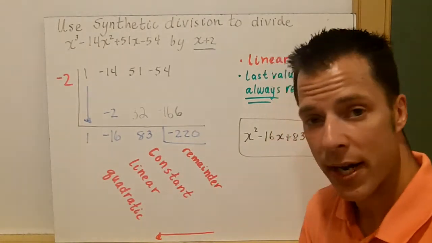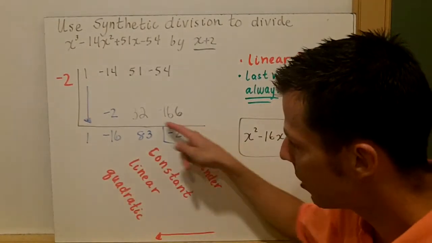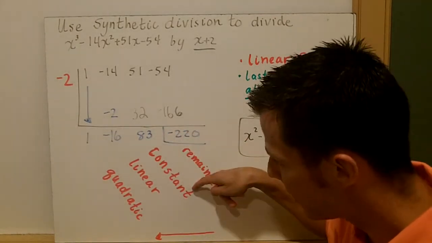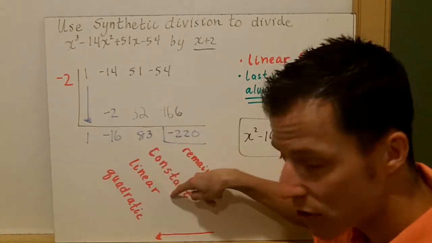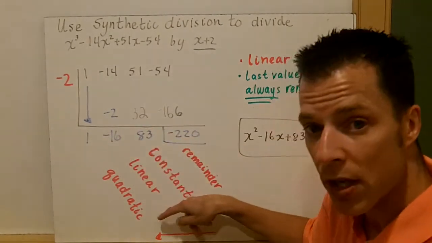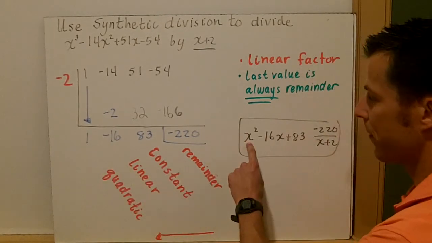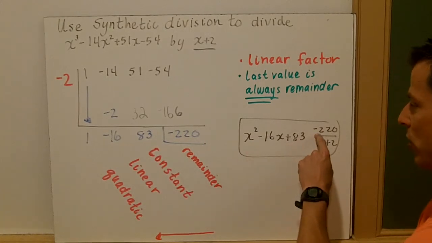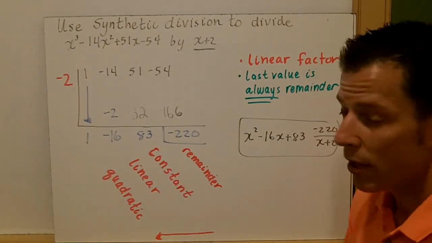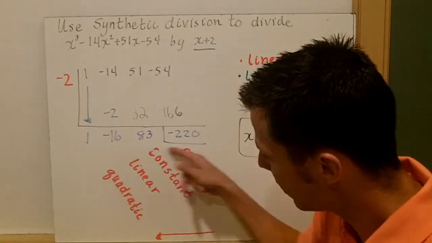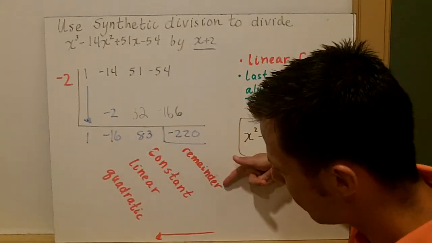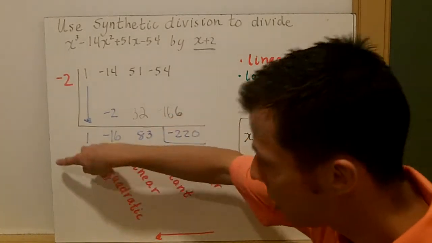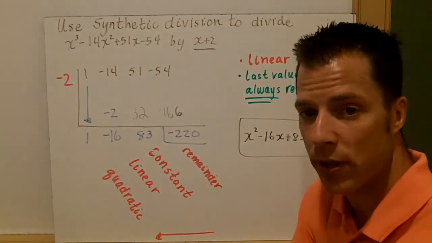So how do I write my answer? This right here is my quotient. So watch what I do. This is my remainder. Then it always goes constant. After a constant, you have a linear term. Then a quadratic. So this would actually be x squared minus 16x plus 83 minus 220 over x plus 2. That is my answer. So the remainder, then it always goes constant term, linear term, quadratic term, and you can keep going depending on how large your polynomial is.